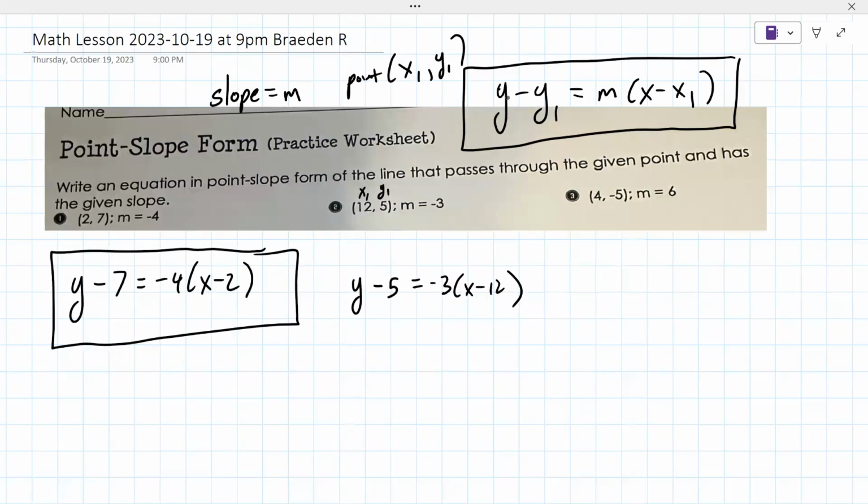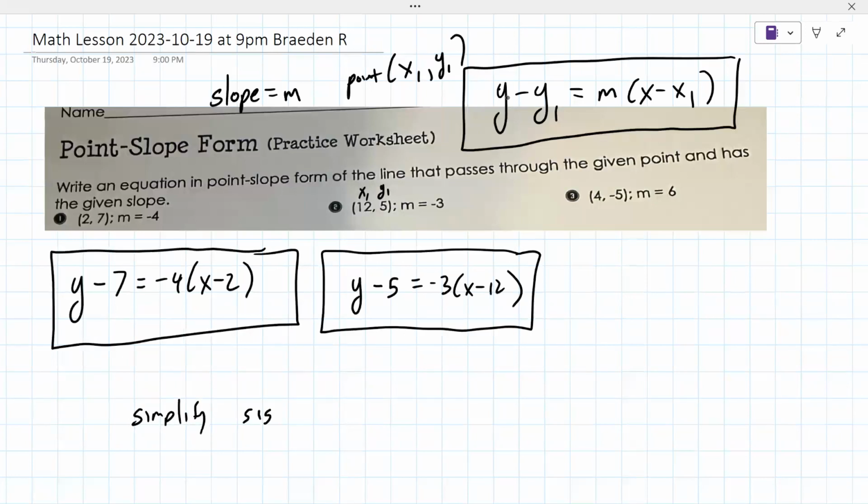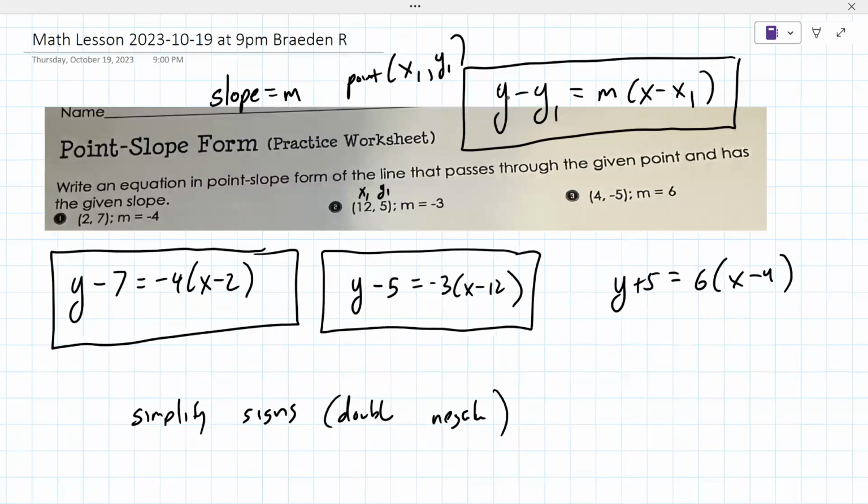Yeah. Correct. Now number 3 has a small little wrinkle. You do simplify signs, double negatives. So it would be +5. Yes, it'd be y plus 5 equals 6 times (x minus 4), like that. That's the only situation to simplify. So why don't you try 4, 5, and 6?